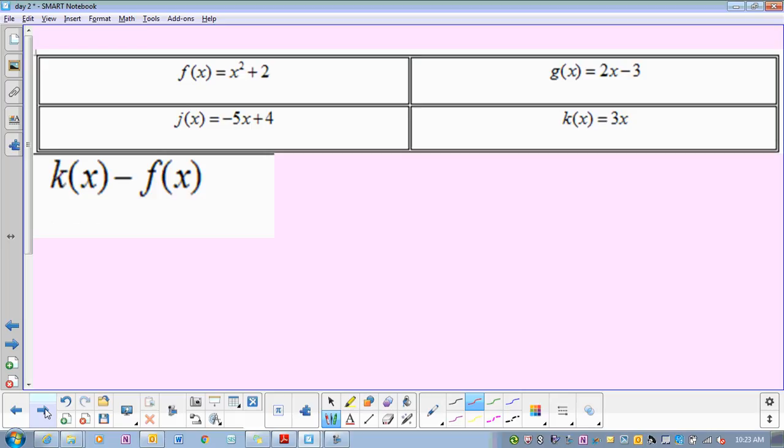All right, so the next one. Oh, no numbers. Back to the x's. We have k of x minus f of x. Okay, let's go get k of x. That's 3x. I'm going to put that in parentheses because that's the whole entire k of x. Minus, what's f of x? X squared plus 2. Thank you. X squared plus 2.